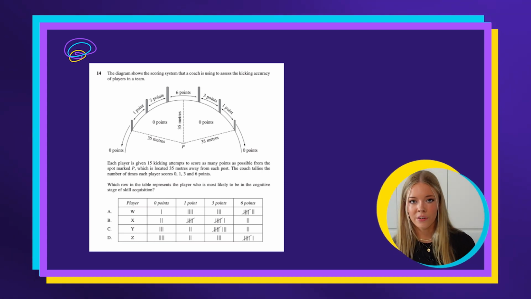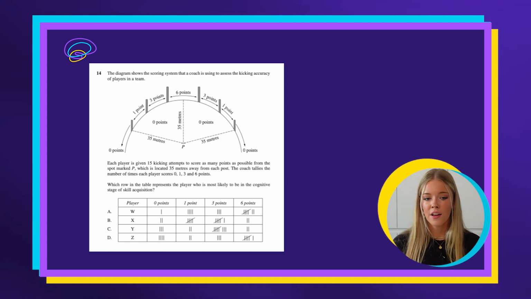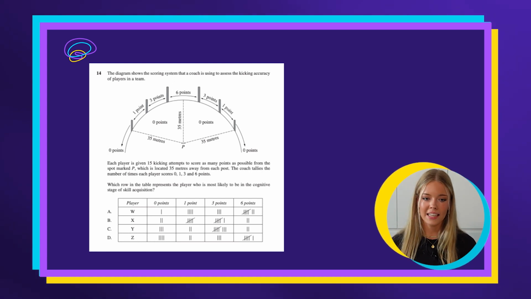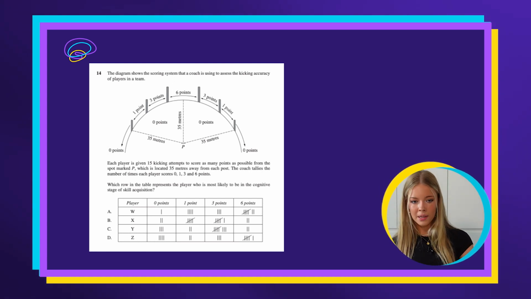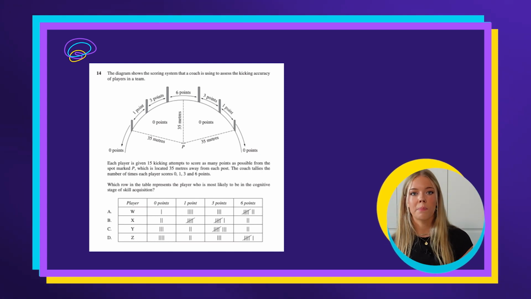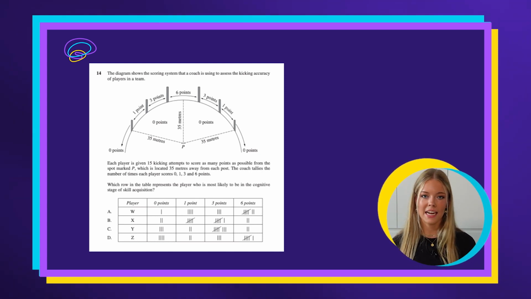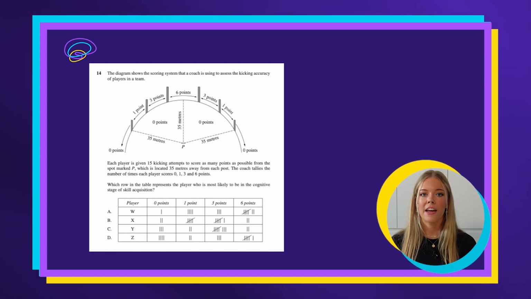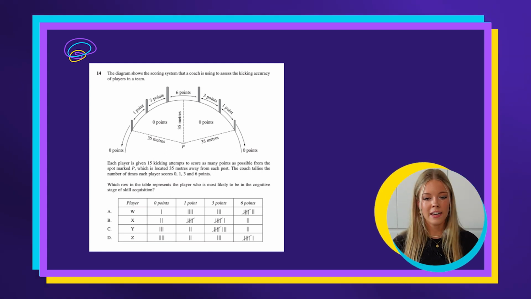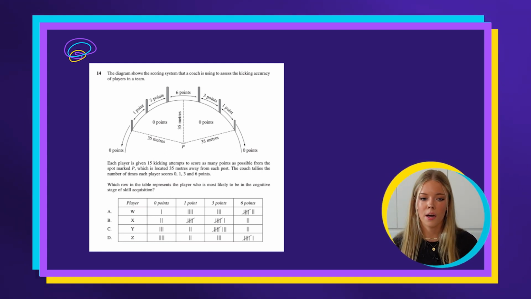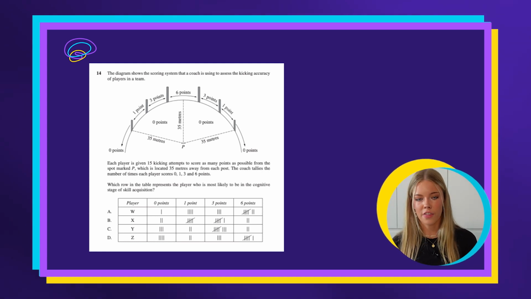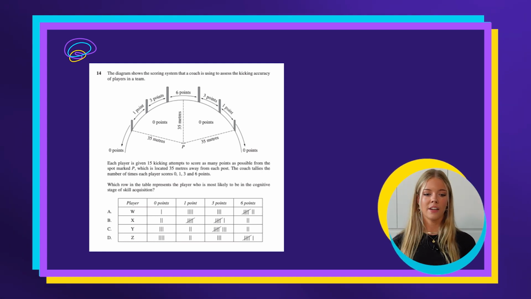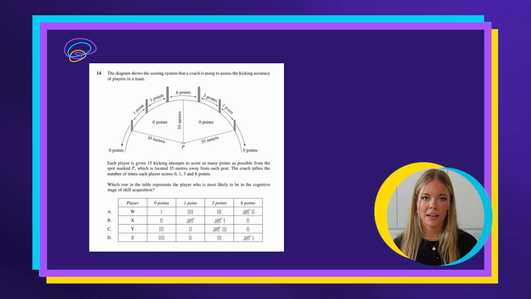Looking at B and C now, I could go about this in two different ways. The first way is to count up the total tally in the 0-point and 1-point column and seeing which player scored the majority in this region, because this is going to indicate to me that they're not a very good player, they're most likely in the cognitive stage. However, another characteristic of cognitive players is that they are very inconsistent in their results. So looking at this, I can see that player B is very inconsistent in the areas where they're scoring, opposed to player C, who is getting quite a lot in the 3-point region. This means that I can rule out all the other answers and stick to B, which is the correct one.